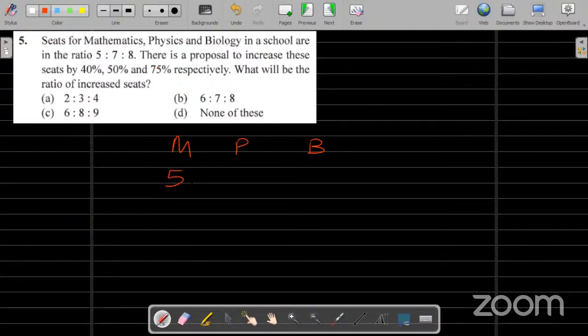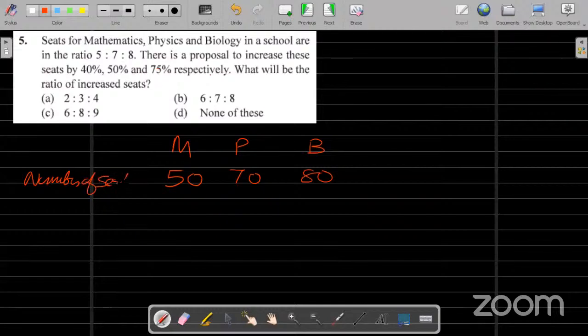Let the number of seats in maths be 50, physics 70, and biology 80. These conform to the given ratio 5:7:8. Any number can be assumed, whichever is convenient. I could go for 5, 7, 8 also, but for convenience I am going for 50, 70, and 80. So that is the actual number of seats.